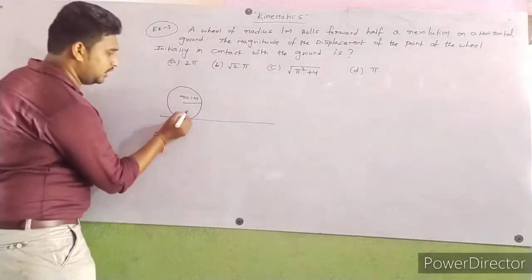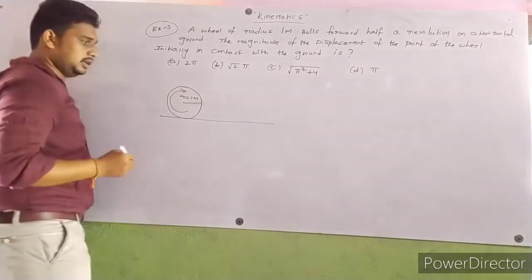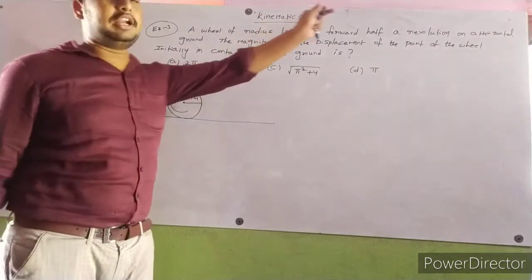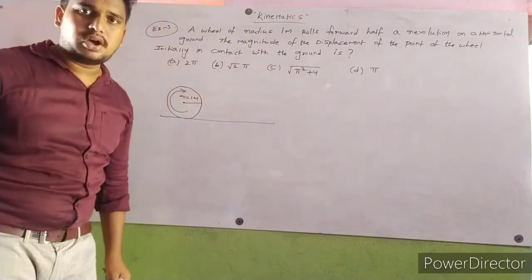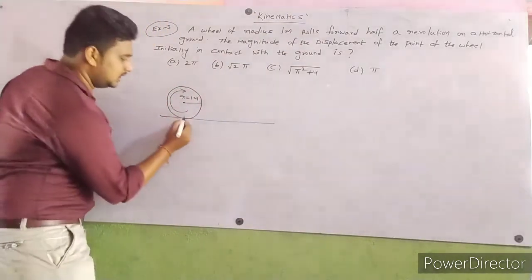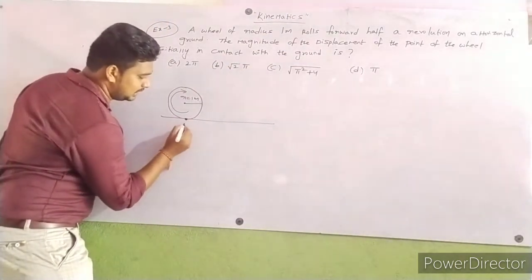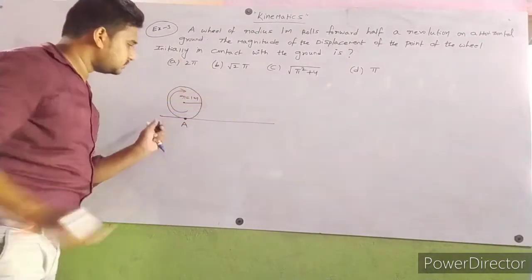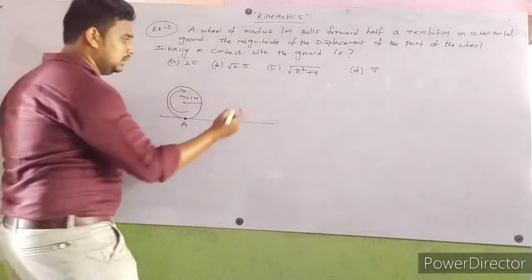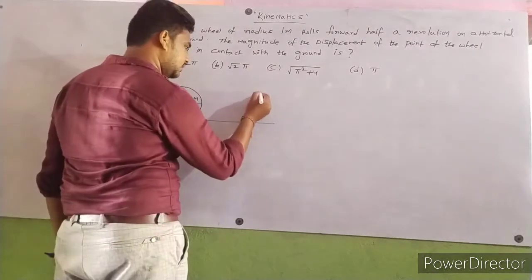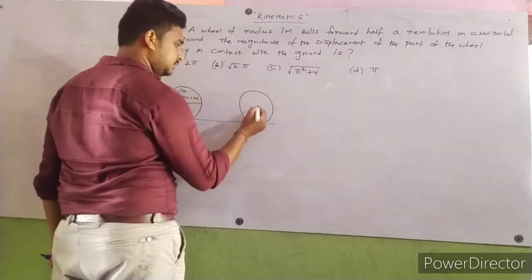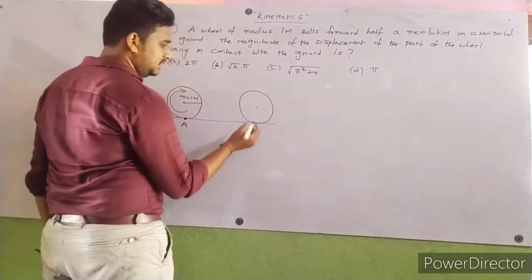So it is going to roll like this. A wheel rolls forward half a revolution. How much does it roll? Only half a revolution. For example, I'll consider this as point A. It rolls on the surface and reaches here.